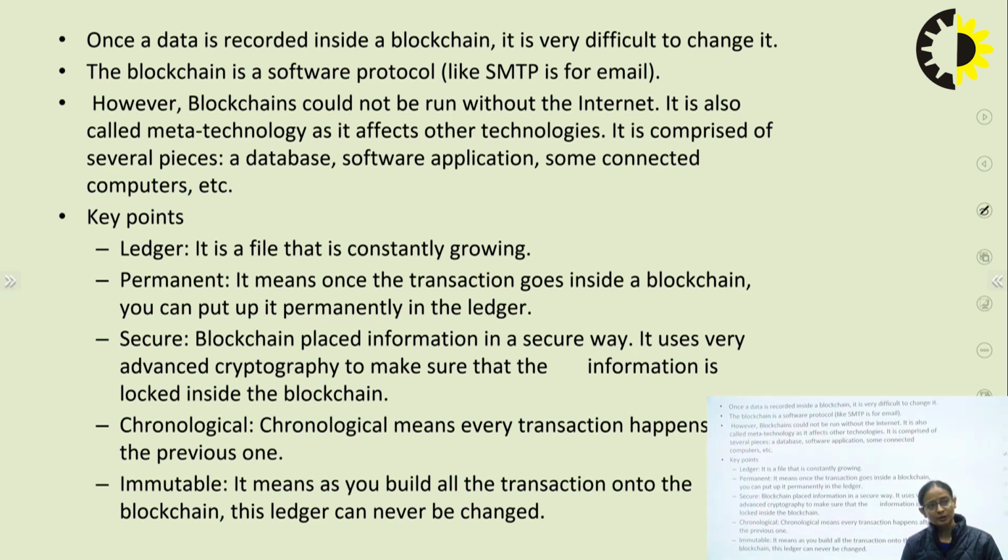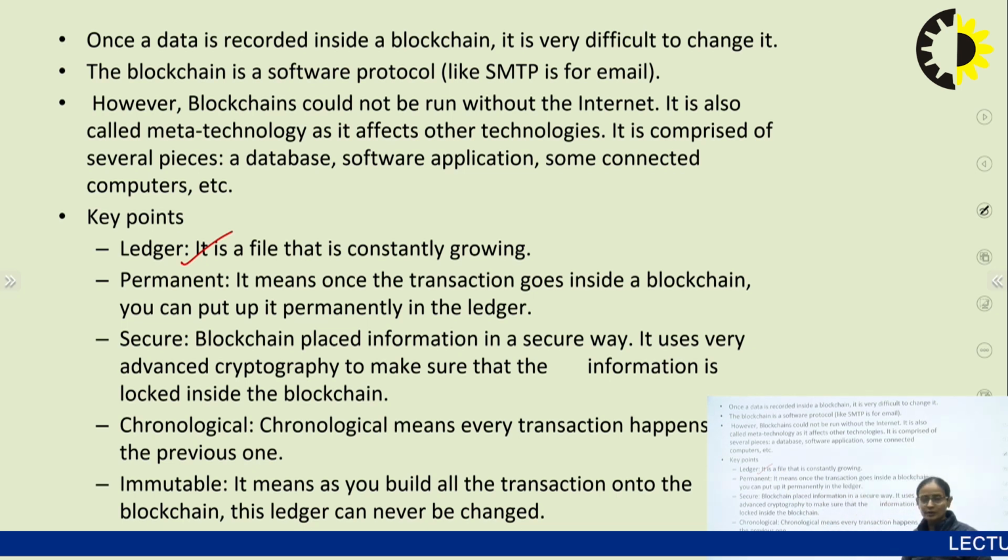So what are the key points which we have seen so far? That blockchain is a ledger, it is a file which is constantly growing, it is permanent. That is, once the transaction goes inside a blockchain, that is, once it is written in a block, then it is permanently put out there.